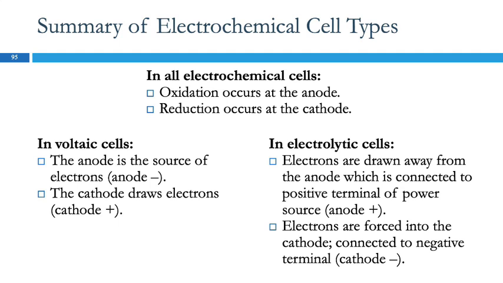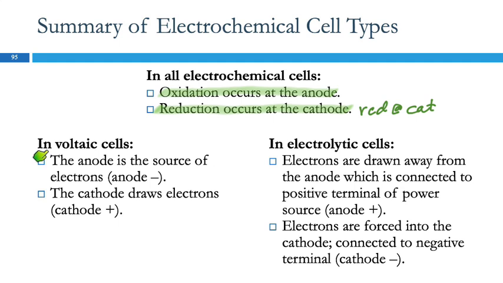So some of these things you need to know. In all electrochemical cells, oxidation occurs at the anode, reduction occurs at the cathode. Reduction at the cathode, red cat. And oxidation and anode both start with a vowel. That's how I remember that.